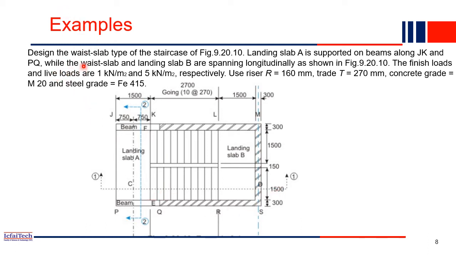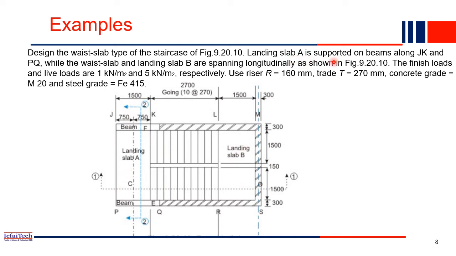So design a waist slab. So waist slab is given to us. This is a figure, landing slab. So we have to design a landing slab A. So landing slab A is this portion which is at the ground floor, you can imagine. Then you go to the middle of this floor, we have the landing B. Then come here again, you go to the first floor.